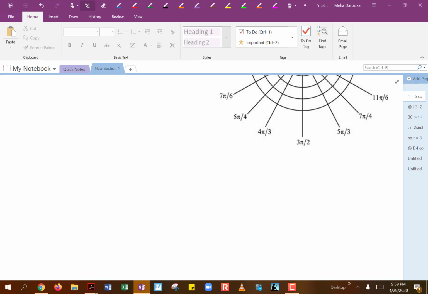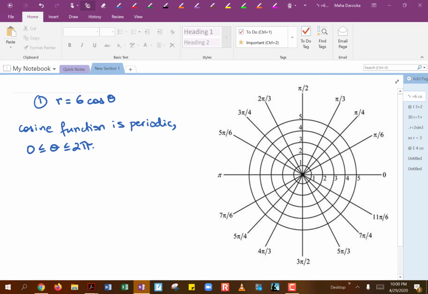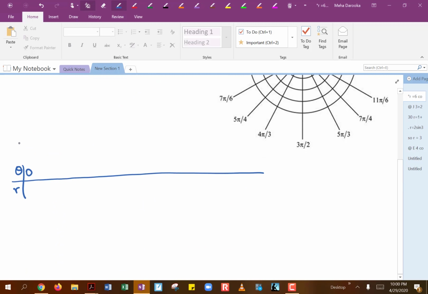And you know what, I think I'm going to do this down here. So let's do theta values on the top, and let's do r values on the bottom. So we'll start with our angle 0. Now the idea is your r function is r equals 6 times cosine theta, right? This is our equation.